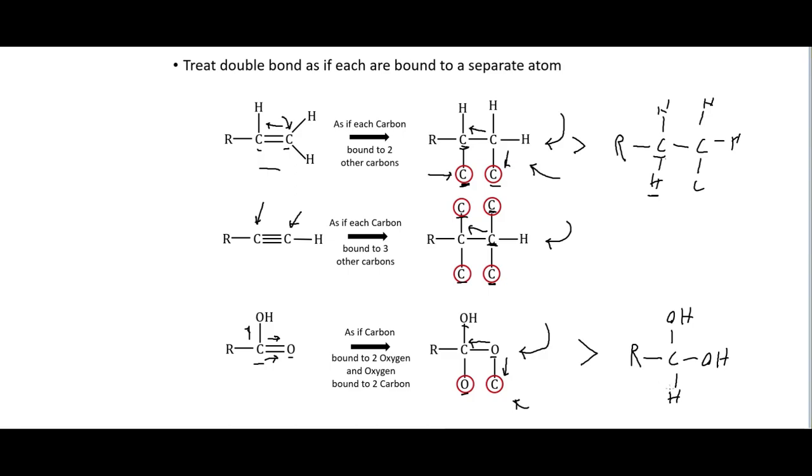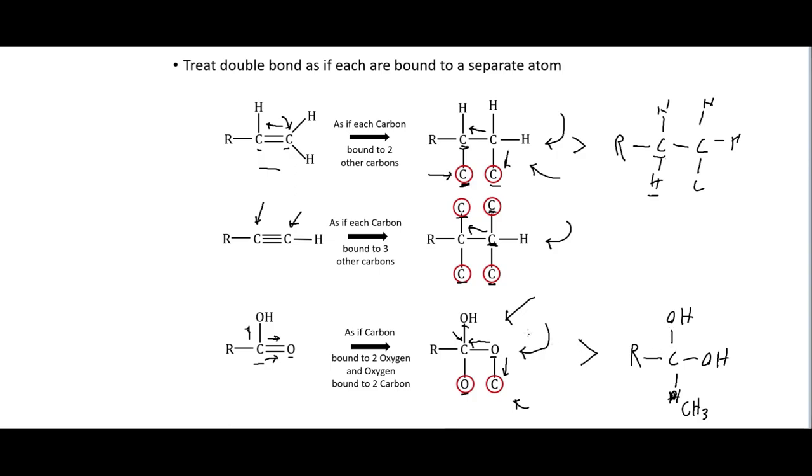And even if we said that this wasn't a hydrogen, even if we said this was a carbon down here, since oxygens have a higher atomic number than carbons, if this was down to a CH3 here, this would still be the higher priority because it's as if this carbon here is bound to three oxygens rather than two oxygens and a carbon.